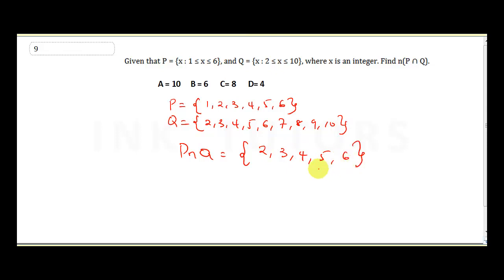Okay? So now we have this. Okay, so this is our P intersection Q. Now, if you count the number of elements, remember it says X is an integer. So that means we are going to count the number of elements in P intersection Q. That is going to be 1, 2, 3, 4, 5. So the correct answer is 5. So as we can see, the answer is not in our options. So the options are all wrong. So the correct answer is 5.